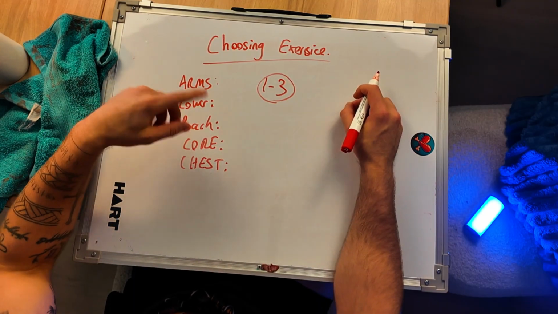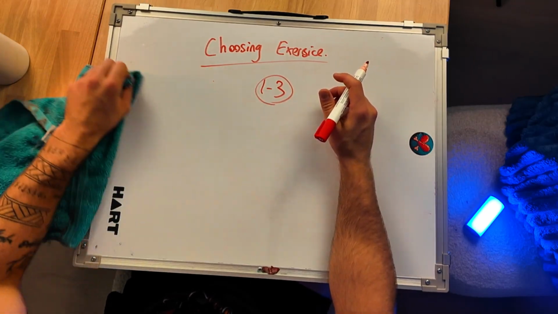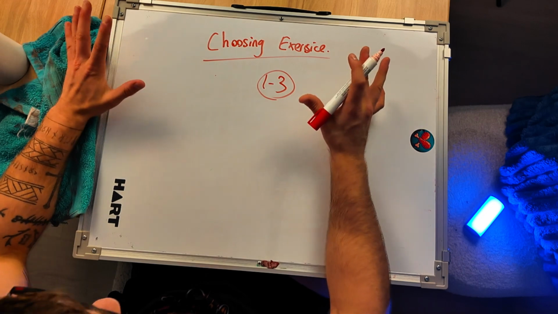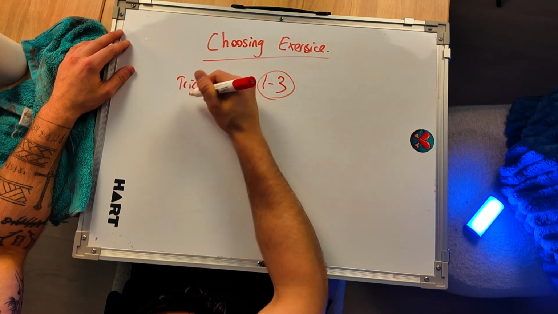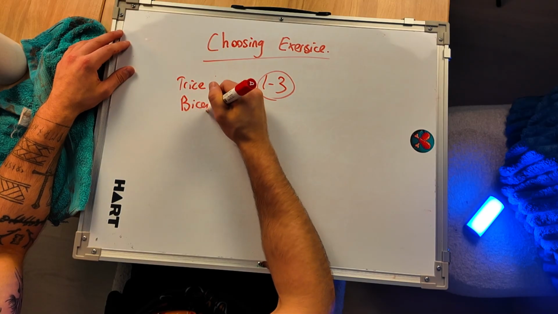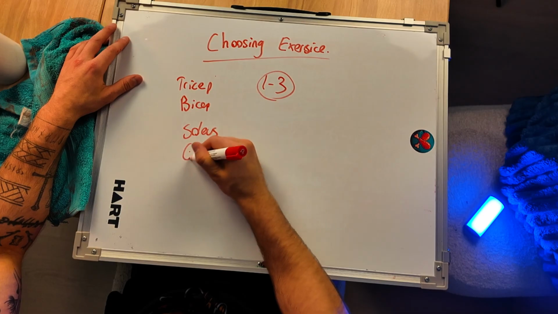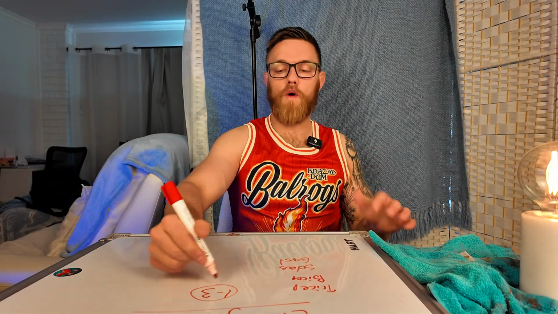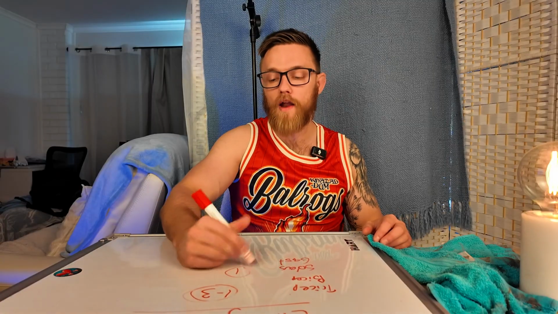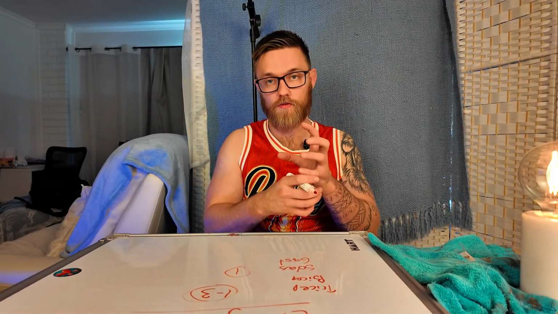I can make these areas in general grow, but what if I want to grow specific things? Let's say I want to specifically grow the tricep or the bicep, or I want to specifically grow the soleus or the gastrocnemius, which are the muscles of the calf. Do I have one to three, or at least one, exercise for each individual muscle?